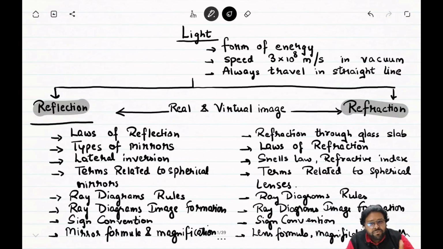Besides these two concepts, there is one more definition in your NCERT, of diffraction. And diffraction is basically bending of light around the corners of any object. You don't have to study that.